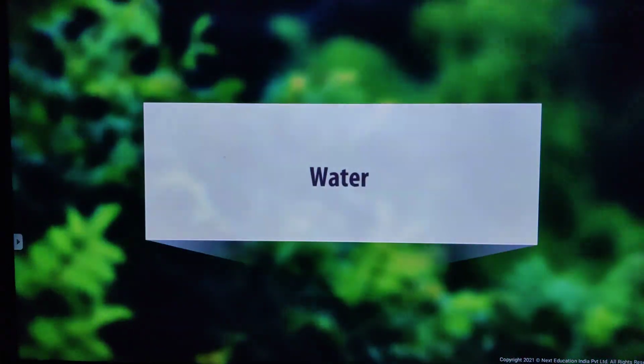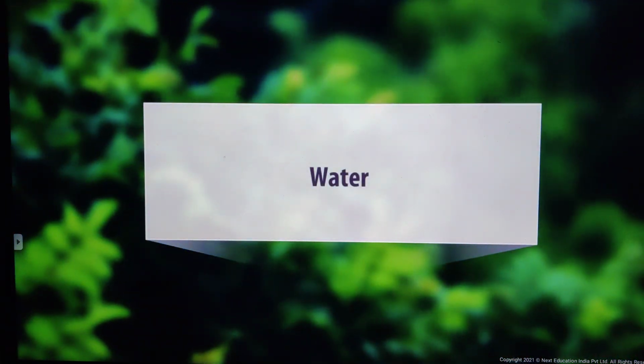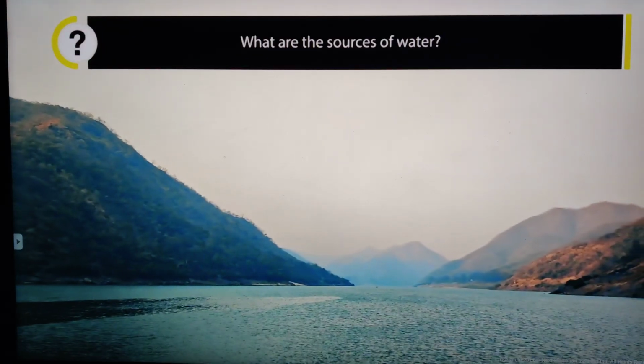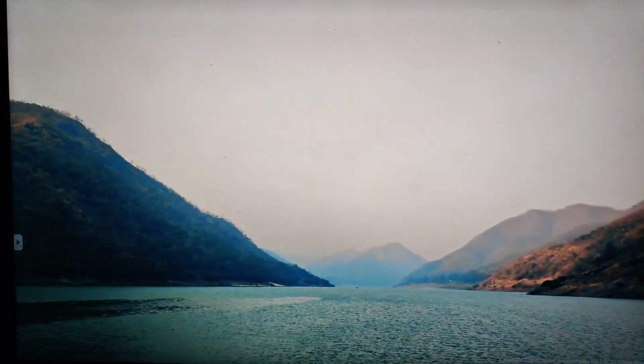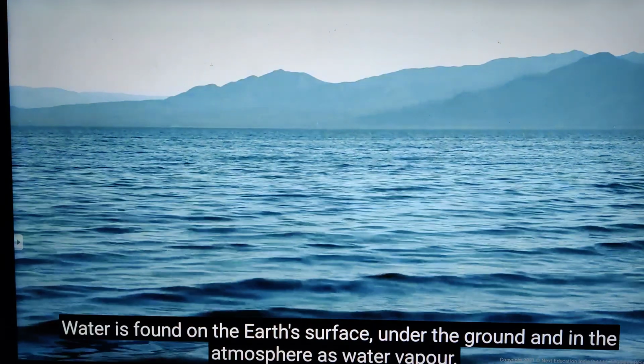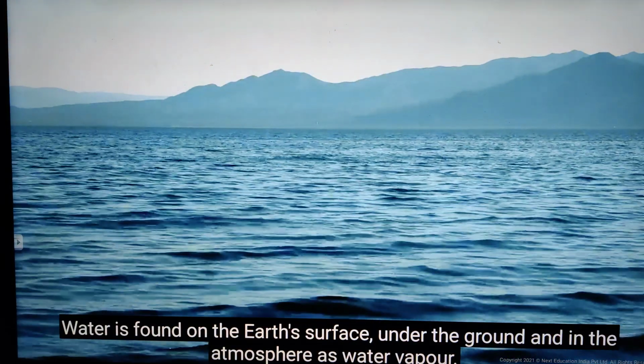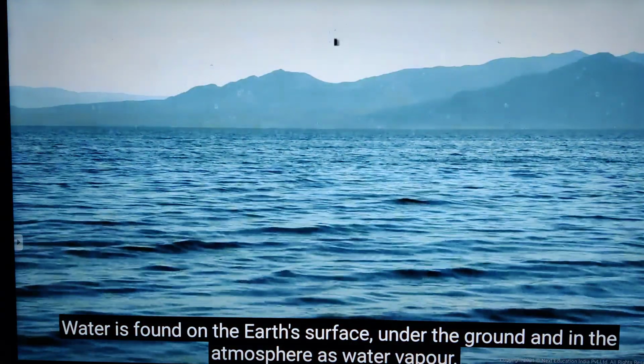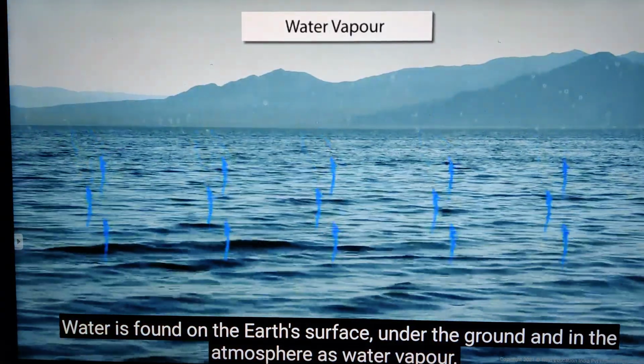School, you will learn about water. What are the sources of water? Water is found on the Earth's surface, under the ground, and in the atmosphere as water vapor.